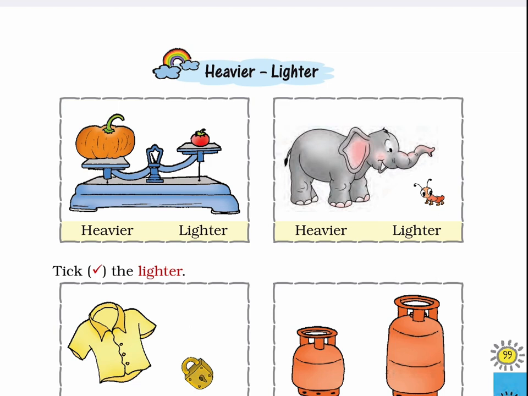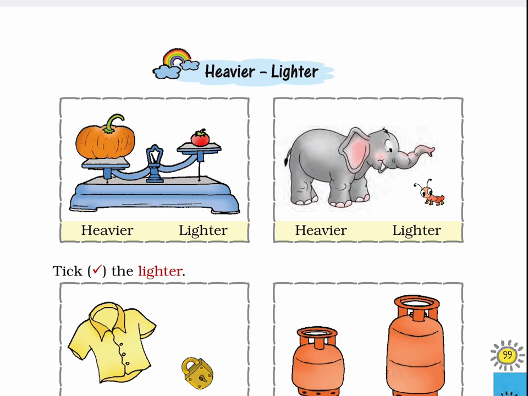On one side of the weighing scale, a pumpkin is kept, and on the second side, a tomato is kept. The side with the pumpkin is at a lower height than the side with a tomato. The word heavier is written beneath the pumpkin, and the word lighter is written beneath the tomato.